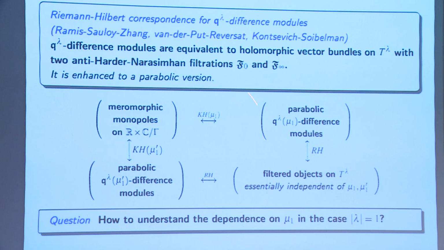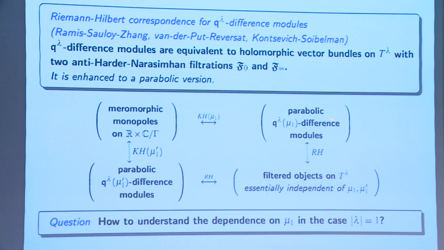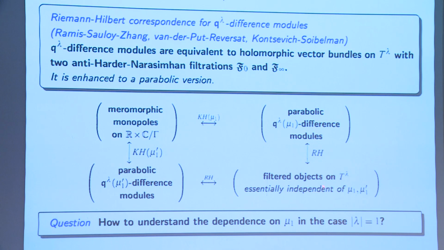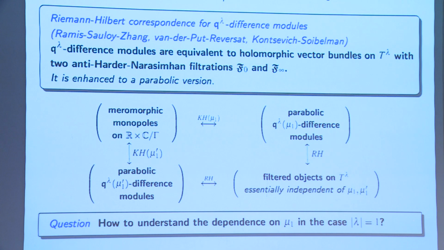So if we are given meromorphic monopoles on R times C over gamma, it is equivalent to parabolic q_lambda mu1 difference modules, and it is also equivalent to parabolic q_lambda mu1 prime difference modules. And by the Riemann-Hilbert correspondence, we obtain two filtered objects on the elliptic curves. But we can easily show, in this case, they are essentially the same. I mean, they are the same up to rescaling of the parabolic weights. So we can easily observe in this case the construction depends only on lambda.